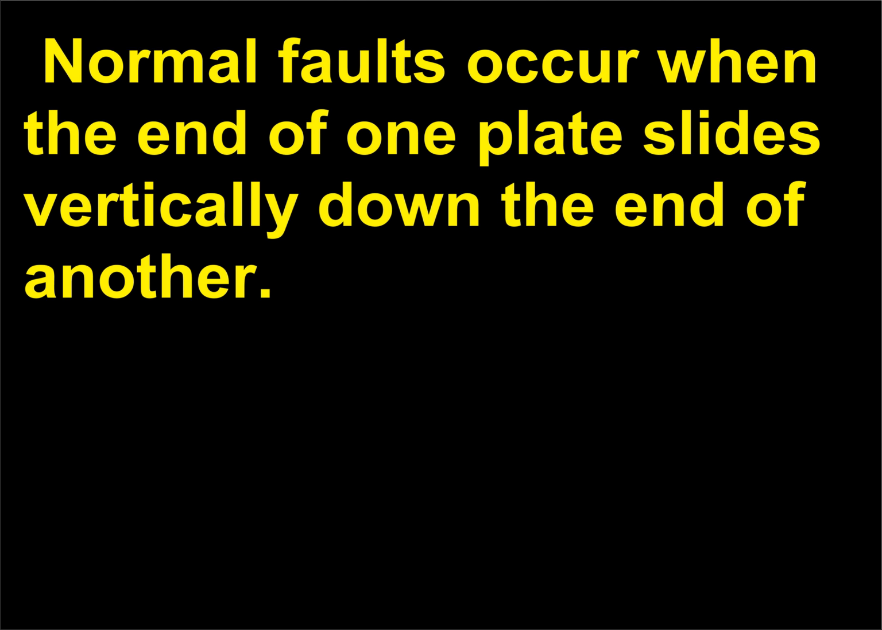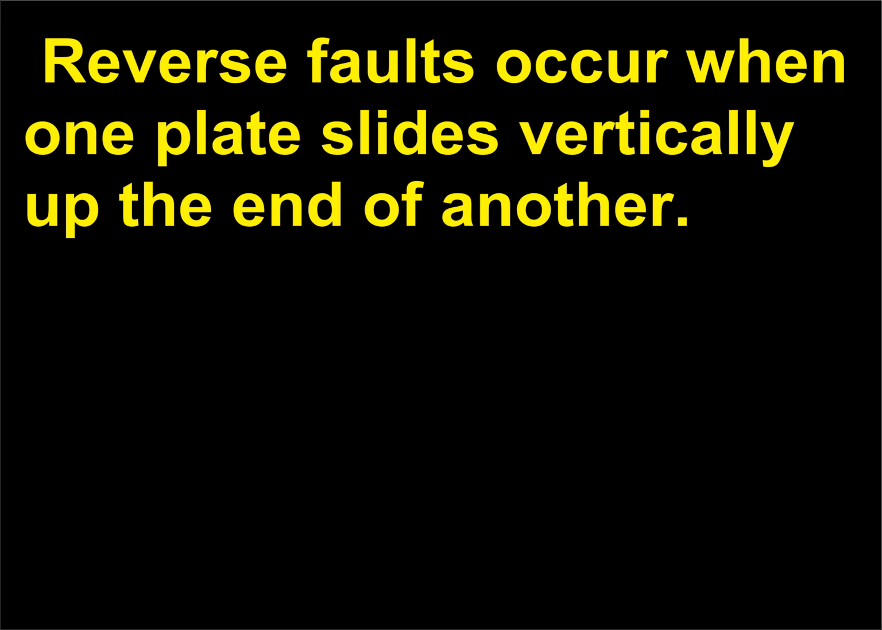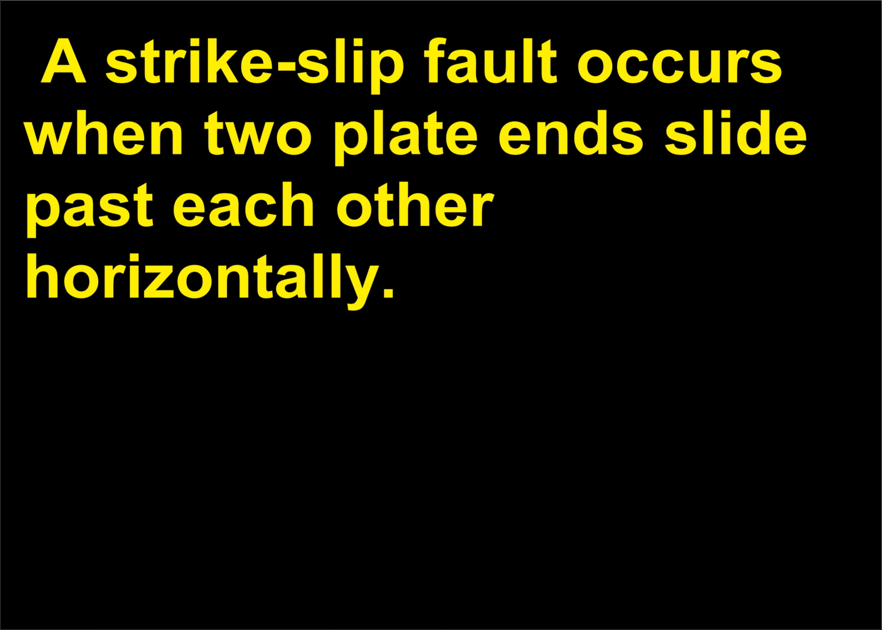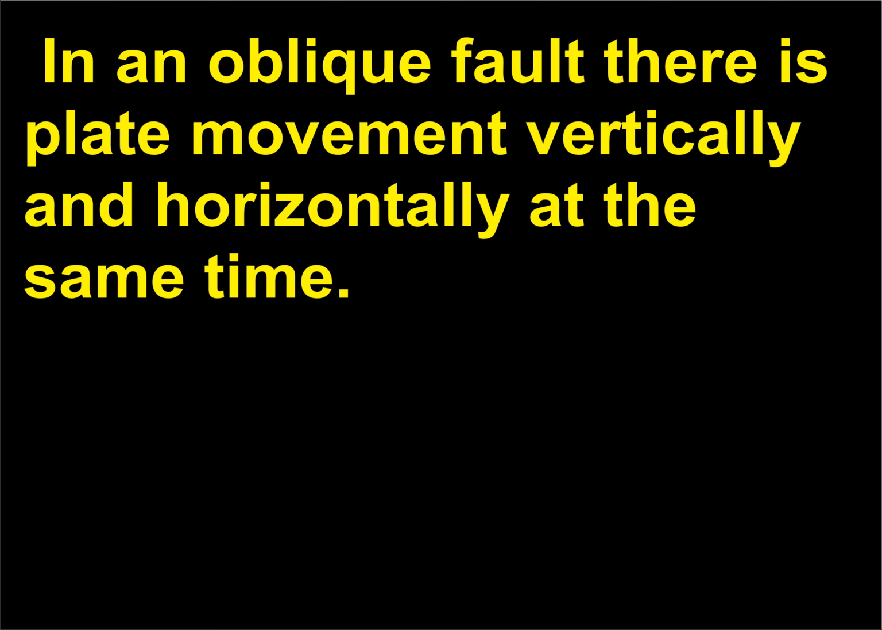Normal faults occur when the end of one plate slides vertically down the end of another. Reverse faults occur when one plate slides vertically up the end of another. A strike slip fault occurs when two plate ends slide past each other horizontally. In an oblique fault there is plate movement vertically and horizontally at the same time.